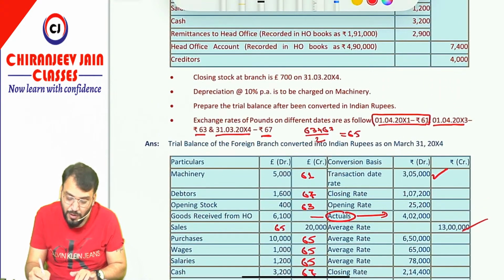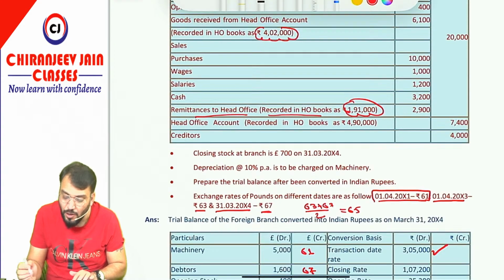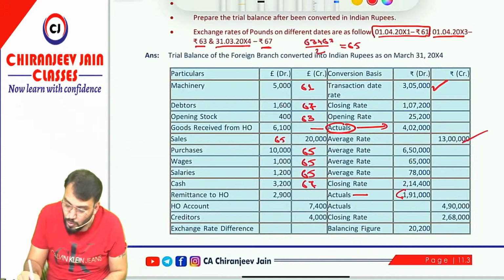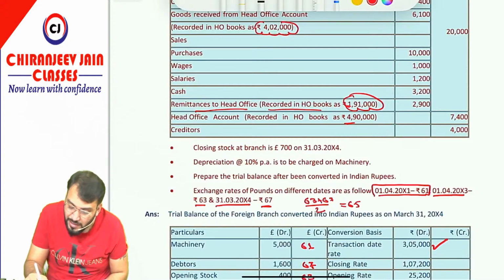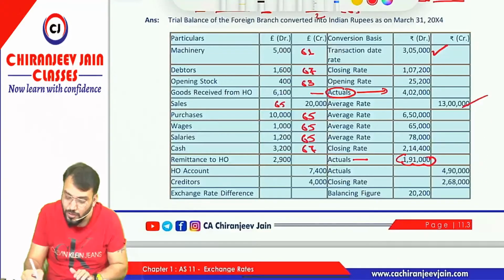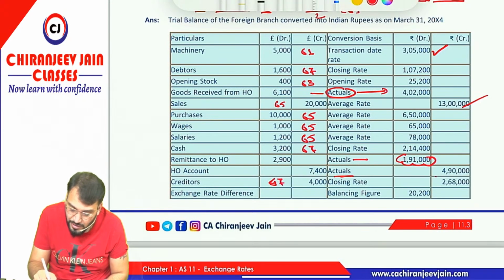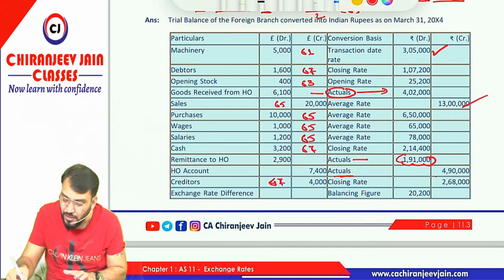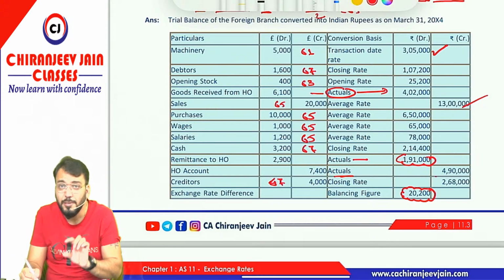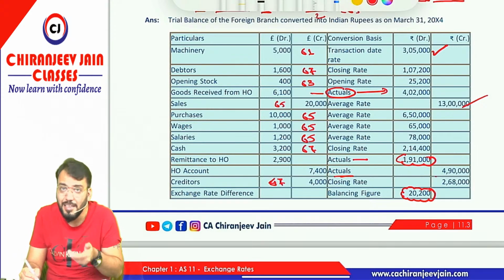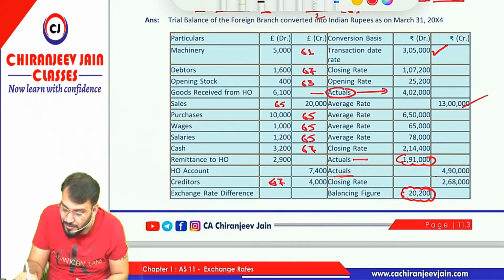Remittance to head office also, what will be given? The remittance to head office is recorded in HO books at rupees 1,91,000. Therefore, if you know the actual, no translation is required. Similarly, the HO account is given in Indian currency, 4,90,000, because we know the actual, therefore no translation is required. Creditor once again at closing rate 67. Exchange difference, of course, what is the difference coming? That will be transferred as a balancing figure. Exchange difference 20,200. So you make the total of debit and total of credit, and the difference will be transferred to either debit balance or credit balance. Here the total of credit is more than the total of debit, so the difference is coming on the debit side.